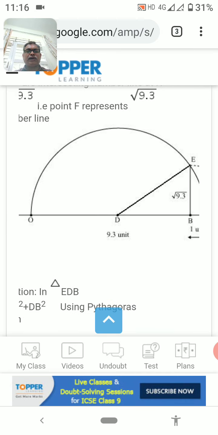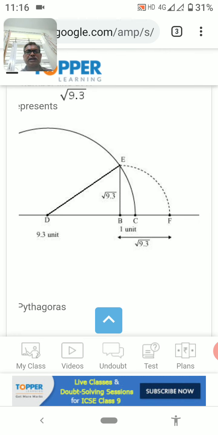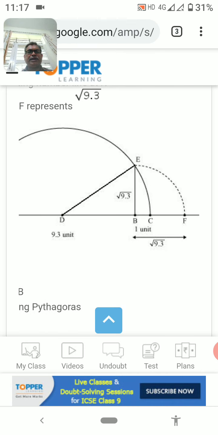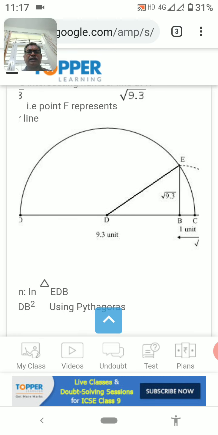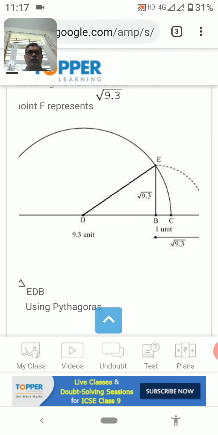Whatever distance is given to you, suppose we have to show root 9.3 on the number line. Then draw a line and take distance OB equal to 9.3. So distance O to B is totally 9.3 units. Then extend 1 unit. Suppose you have taken 9.3 centimeters as OB, then extend 1 centimeter distance BC. After extending 1 centimeter distance BC, take the midpoint of OC and draw a circle which passes through points O and C.